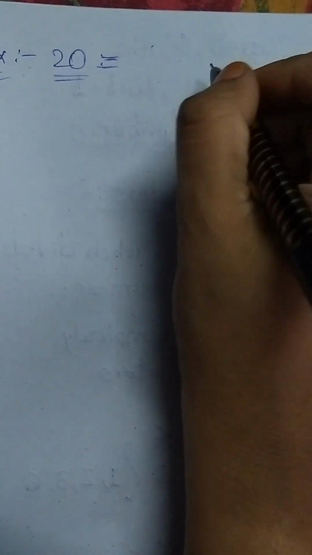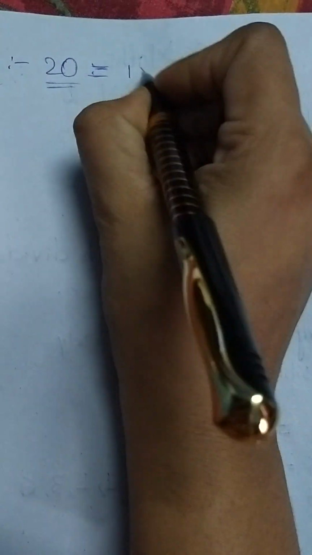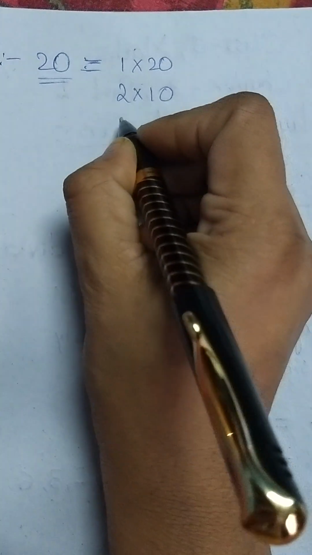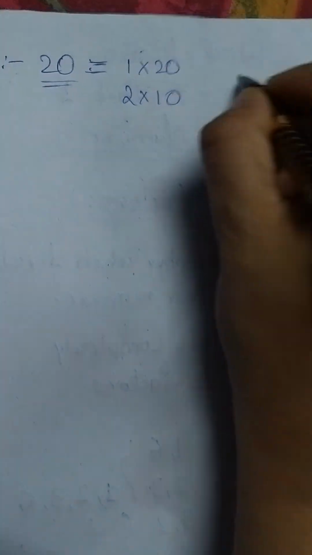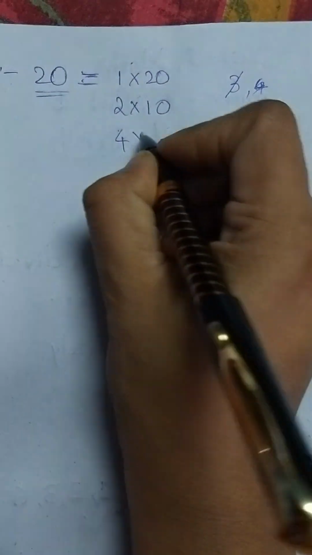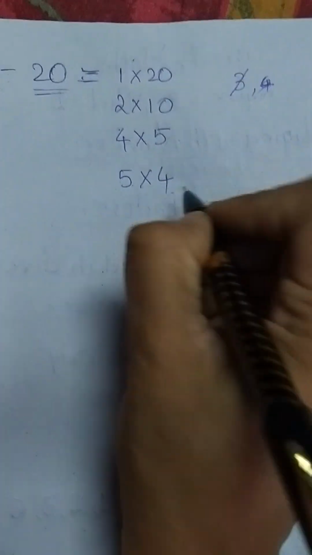Let us take example 20. 1 is a factor, 1 20s are 20. 2 is a factor, 2 10s are 20. 3 is not coming. 4 is coming, 4 5s are 20. 5 is coming, 5 4s are 20.